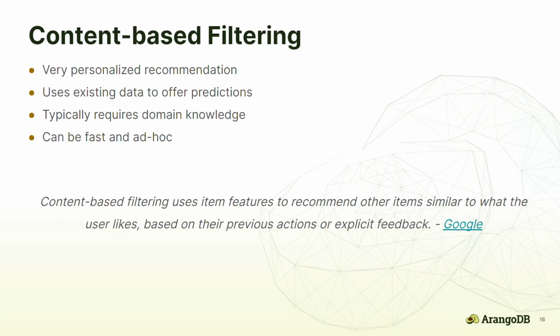And then just as a brief definition, I found this from Google, which has a really nice ML course, as well as one that's specifically targeted at recommendation systems. It's something worth checking out, and I linked to it there. Content-based filtering uses item features to recommend other items similar to what the user likes, based on their previous actions or explicit feedback. I felt like that was a nice, concise way of saying everything I just said.